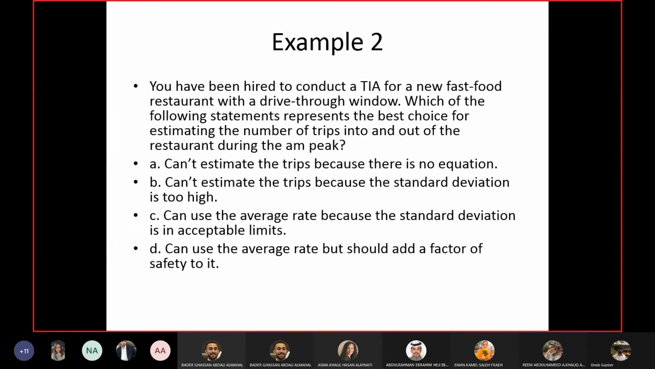Okay, this is another example here. You are a consultant, a traffic engineering agency, and you have been hired to do traffic impact analysis. And by the way, I heard something in the departmental meeting, which I feel you may be thinking as well, and I want to clarify it. They said that transportation or traffic professionals can only go in the Ministry of Works or Ministry of Transportation, and that's it. This is not true.